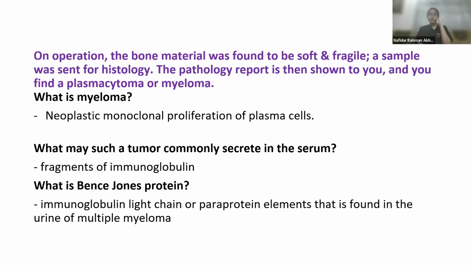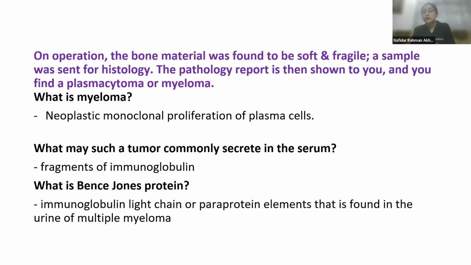Okay, this next question which you were not able to answer: what may such a tumor commonly secrete in the serum? It is myeloma. In myeloma there is fragmentation of immunoglobulin. The immunoglobulins are getting fragmented, so we will find the fragmentation of immunoglobulin in serum. Next question is, what is Bence-Jones protein?